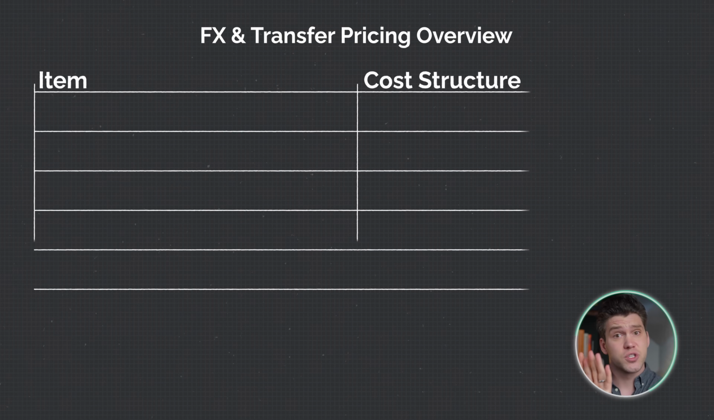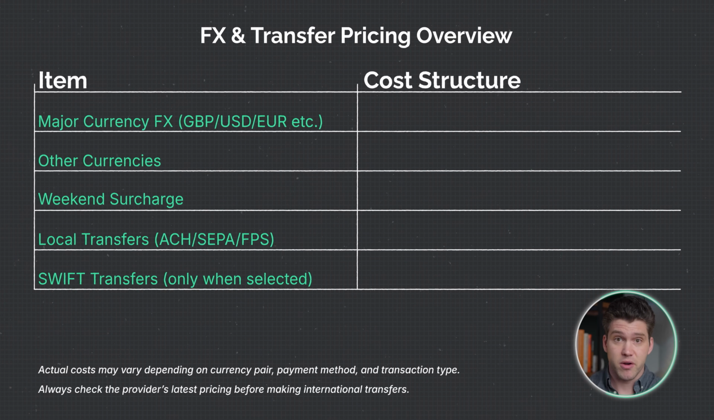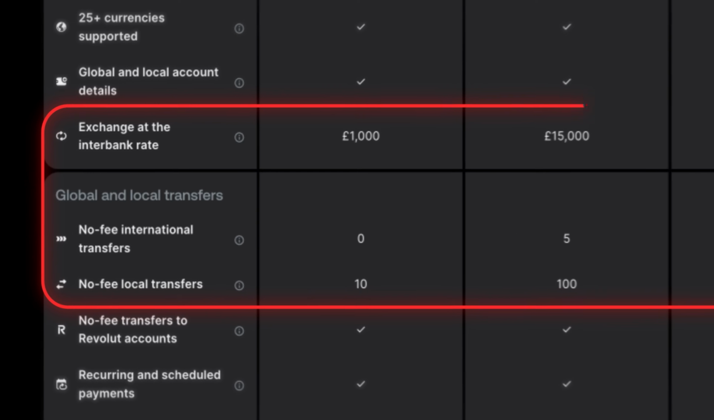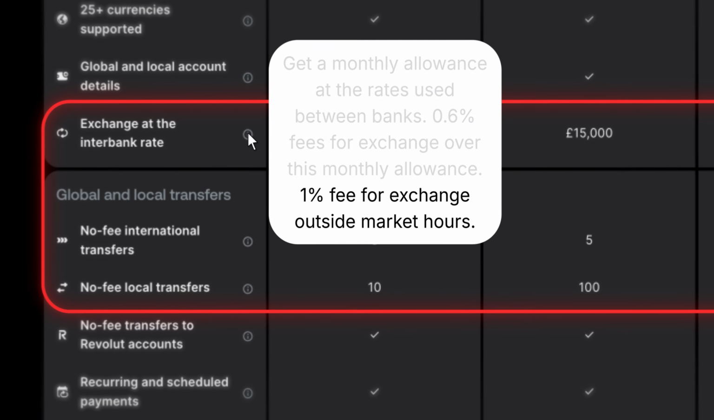On FX, the structure is clean and transparent. The standard fee is just 0.5% above the interbank rate for major currencies like GBP, USD, and EUR, and 1% for emerging market currencies. There's no weekend surcharge, which is actually a compelling advantage over some competitors such as Revolut.